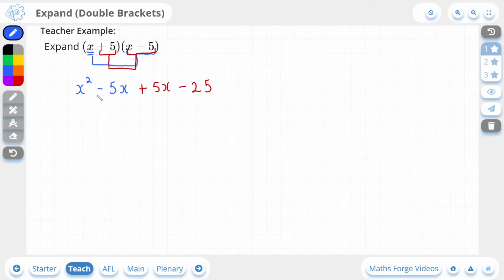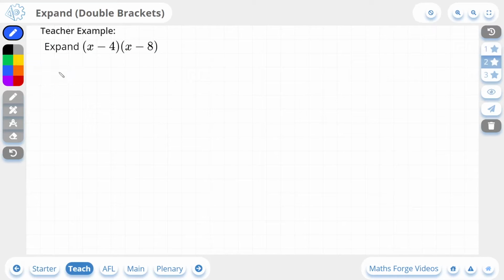So we're going to have minus 5x and plus 5x. Since they are both x's, we can collect like terms and simplify them. Minus 5x plus 5x give us 0, so they cancel out. And we're left with an x squared and minus 25 as our final expression. And if we check our answer, there it is.